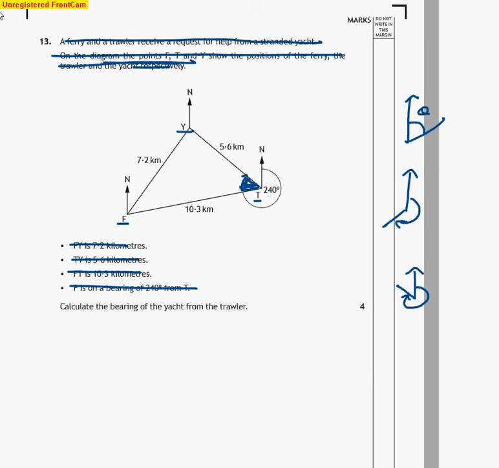Now again, we see angles, we see lengths. We should be instantly thinking it's going to be sine or cosine. The big difference between sine and cosine: if you've got 3 lengths, you can use cosine. If you've got 3 lengths, you cannot use sine. So I see 3 lengths and I'd be instantly thinking, definitely using the cosine rule.